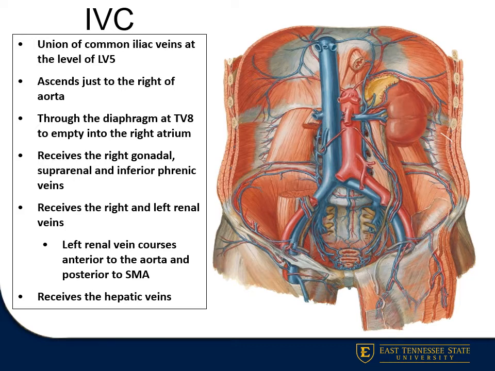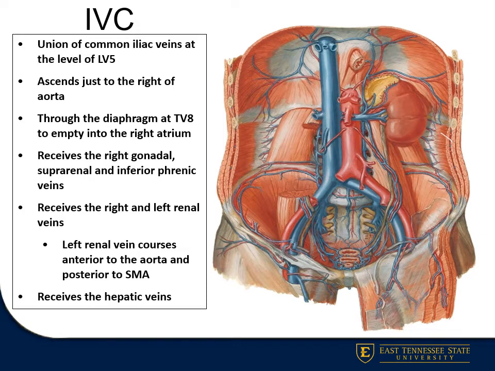It's important to keep in mind a little bit of difference on the venous side as opposed to the arterial side here with the gonadal vessels, the adrenal vessels, and the phrenic veins. So on the right side, the right testicular, right ovarian vein, the right adrenal vein, and the inferior phrenic vein drain directly into the IVC. On the left side, those corresponding veins, the left testicular, left ovarian, left adrenal, and left inferior phrenic, actually drain into the left renal vein.